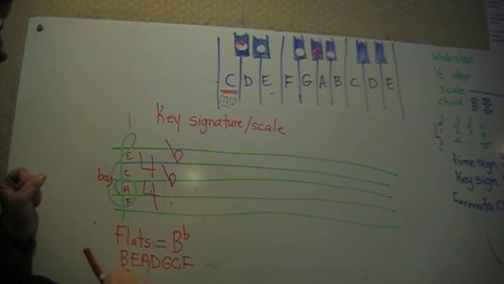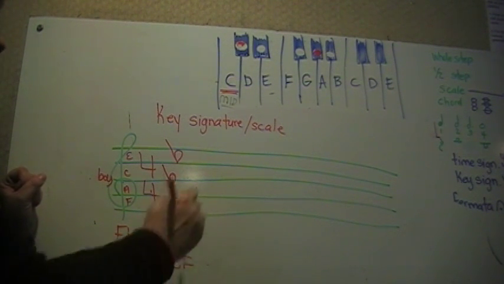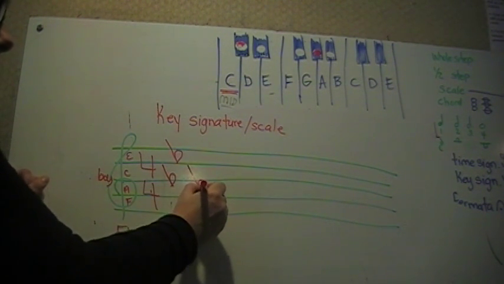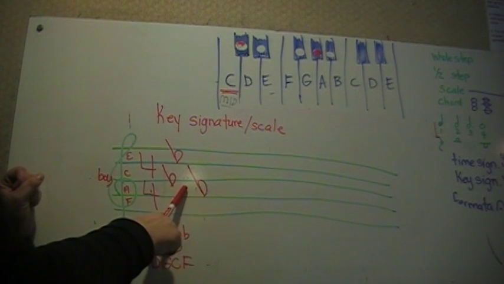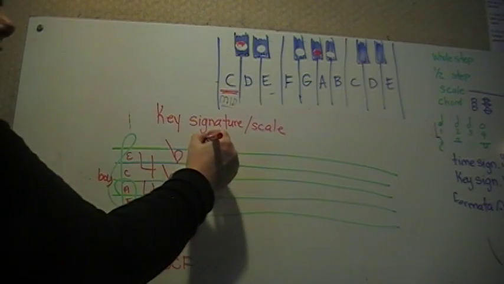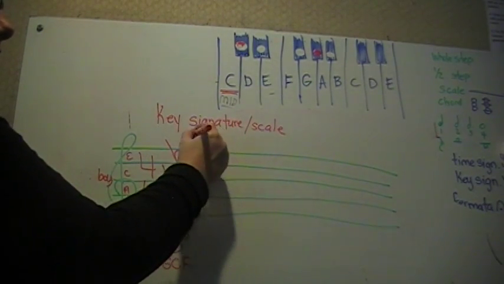Alright, so I have 2 flats, B and E. If I have 3 flats, it will always be B, E, and A. Always. There's the A of FACE. This is the A they want you to use. They do not want you to go up here to this A and draw a flat way up here.